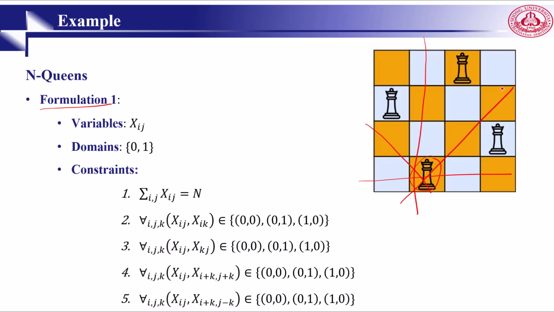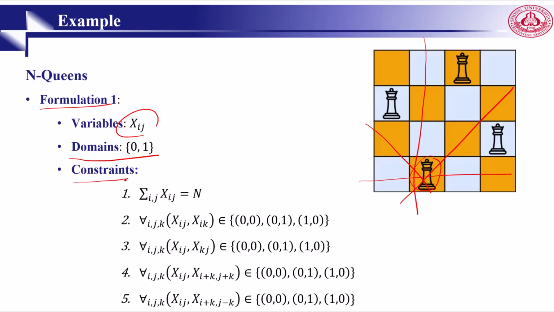Here we have some variables. We assign one variable to each cell, for example X_ij. It means that in cell i, j, there is a queen. The domain for each variable is 0 or 1. 0 means there is no queen in this cell, and 1 means there is a queen in this cell.